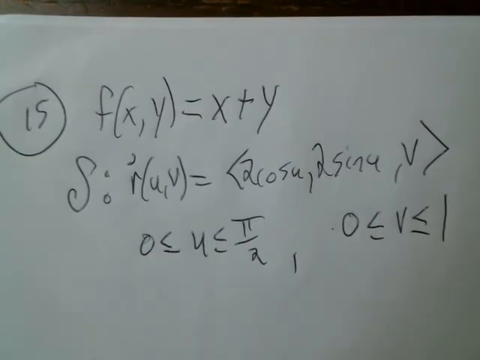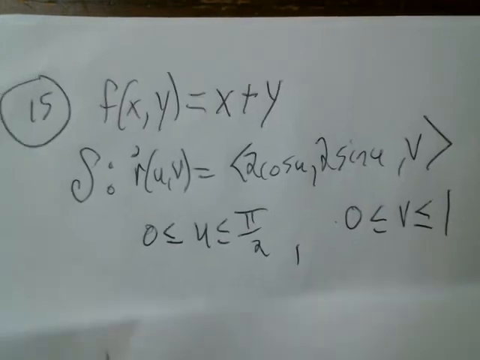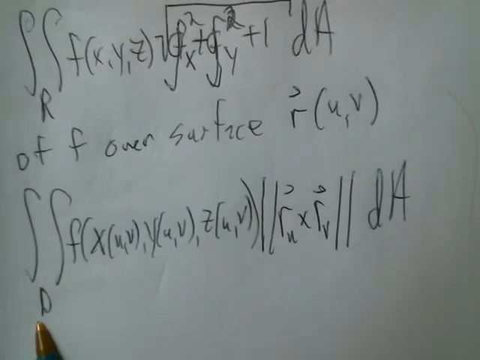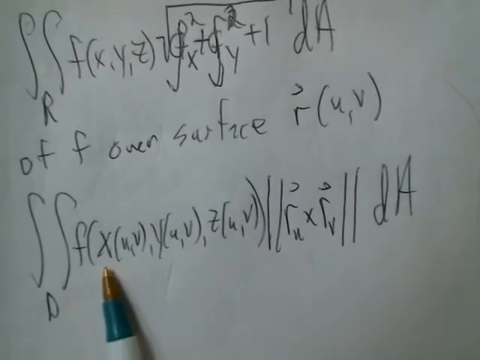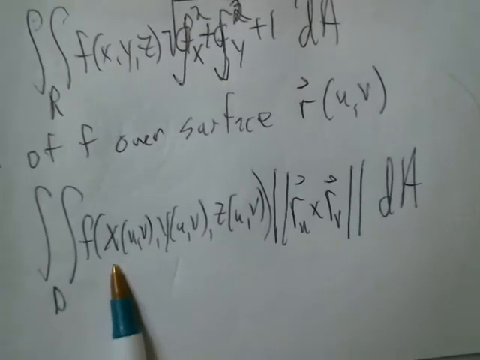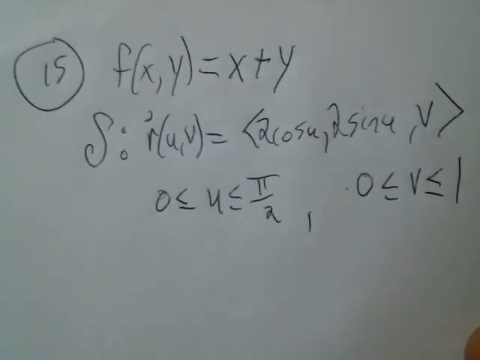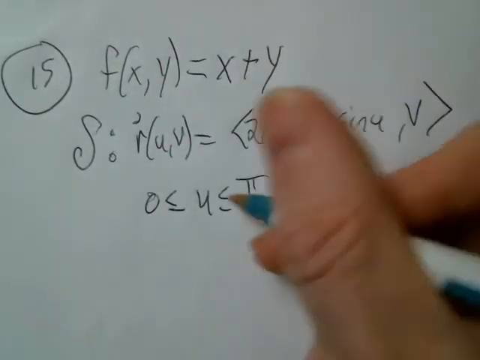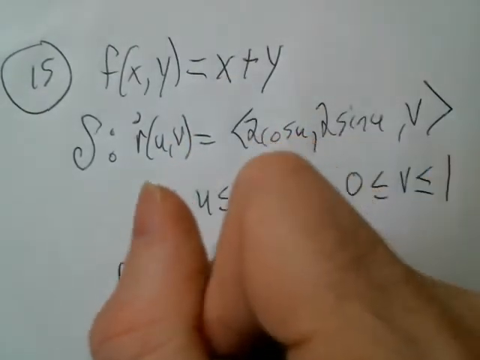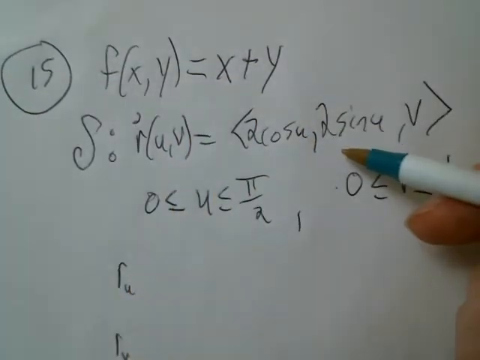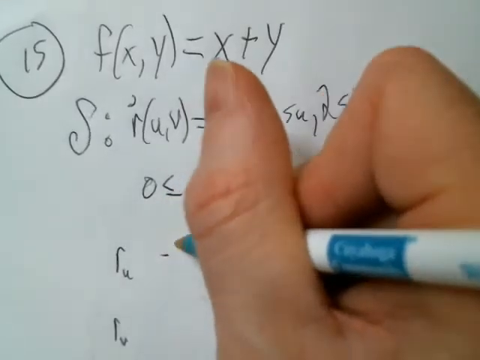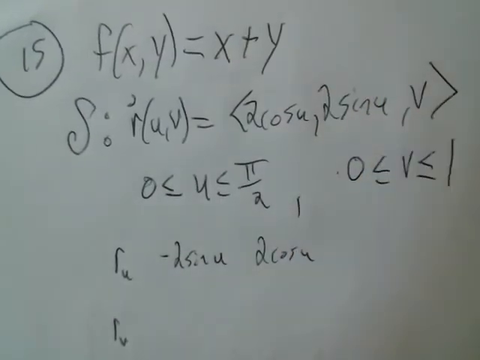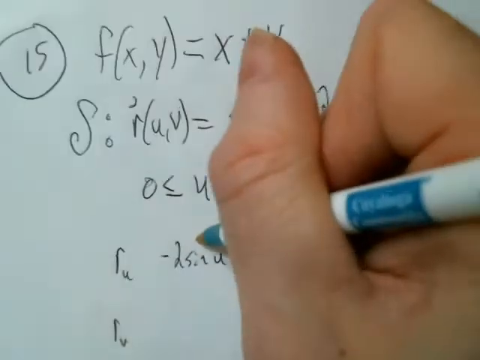So what do you need? You need a lot of stuff, right? You need the cross product here. I need to figure out the region I'm integrating over. I need to reparameterize the f function in terms of u's and v's. All righty then. Let's get the cross product stuff first. So r with respect to u, and then r with respect to v. With respect to u, I'm going to get negative 2 sine u, and then 2 cosine u, and then the derivative of v is just 1. We have i, j, k.